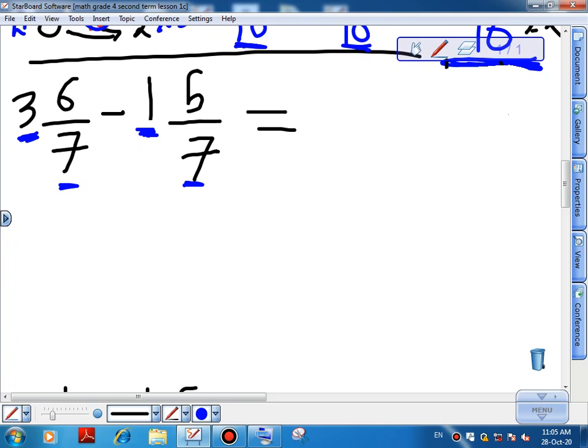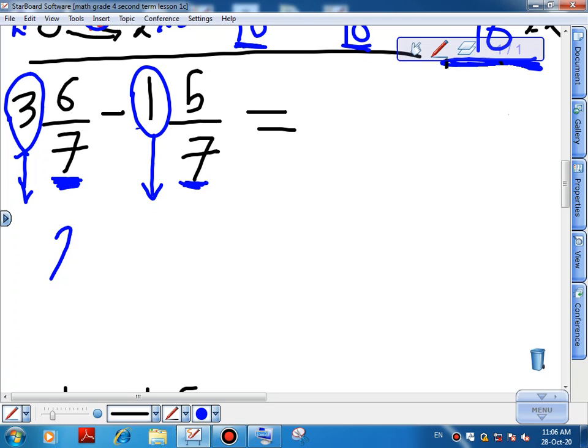First, in this case, we have the same denominator. First, we have the whole number. It's the first one that we subtract, 3 minus 1. Why do I say that? Because I have the same denominator. If I have the same denominator like this, first we subtract the whole numbers from each other. 3 minus 1 equal 2.